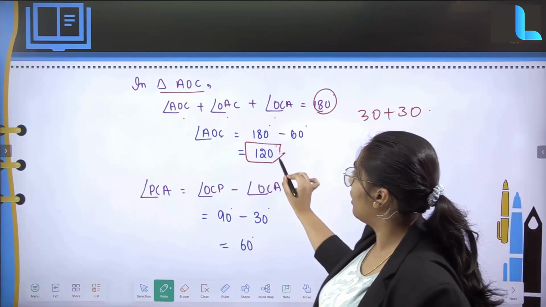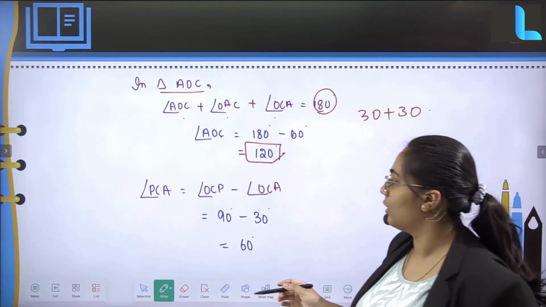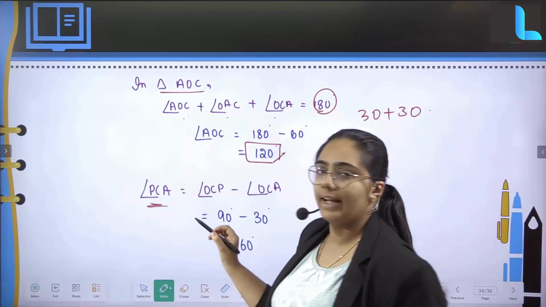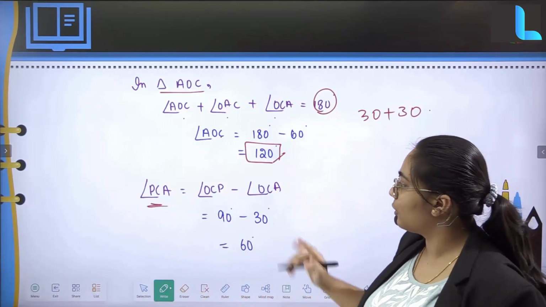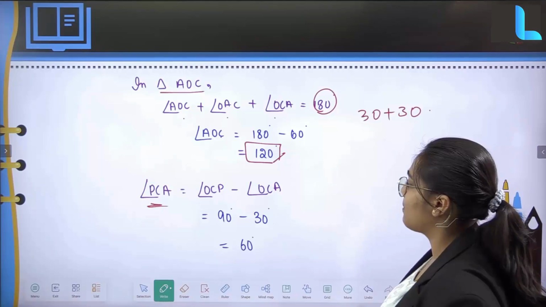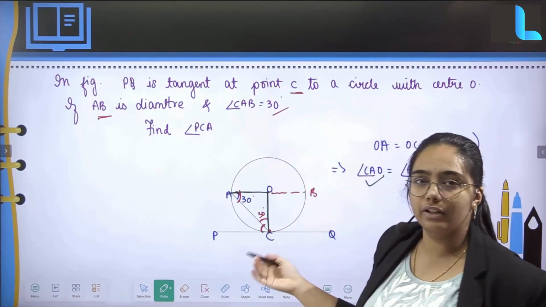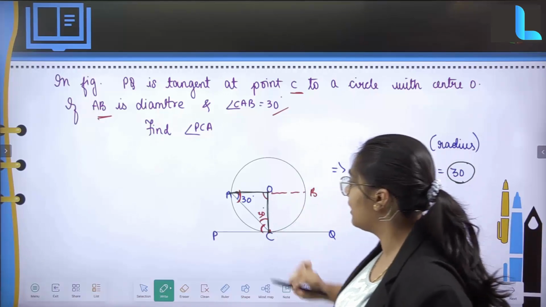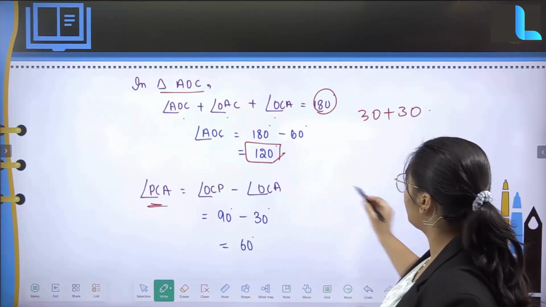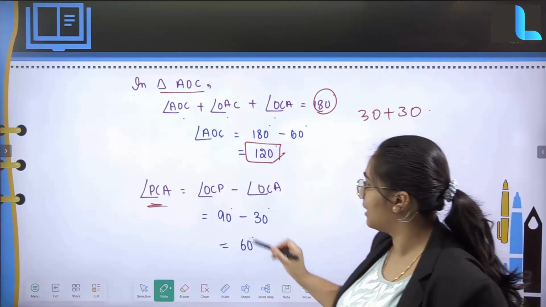Once you have got angle AOC, what is the final thing you have to find out? You have to find out angle PCA. So you have to find out only this angle. How am I even supposed to know? Over here, this angle also I have got, which is going to be equal to 120 degrees.